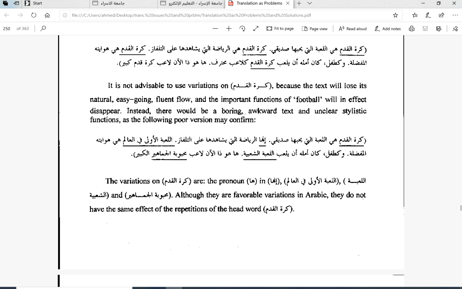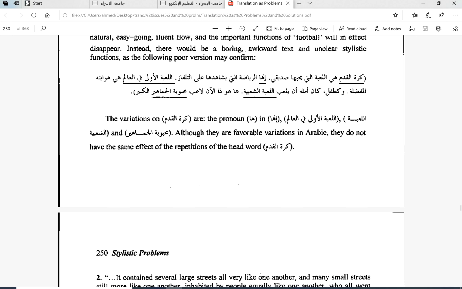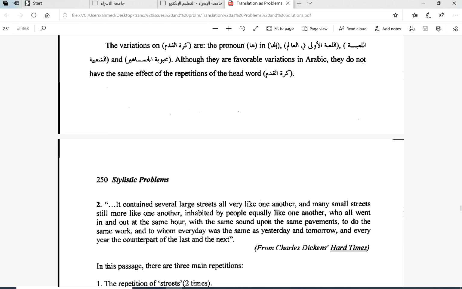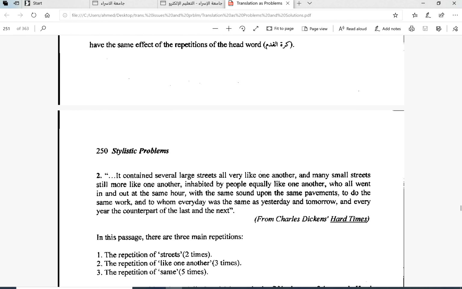This will not give the same meaning. It might give something close to the meaning, but it's not going to emphasize what the source text wanted to say. They wanted to emphasize كرة القدم, football. Variations on كرة القدم are the pronoun, اللعبة الشعبية، اللعبة الأولى في العالم، محبوبة الجماهير. Also, they are favorable variations, but they do not have the same effect as the repetition of the head word كرة القدم.